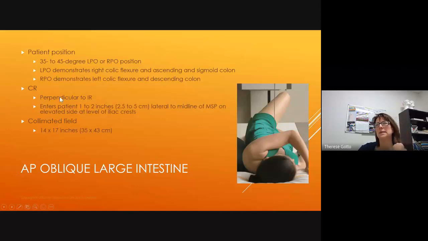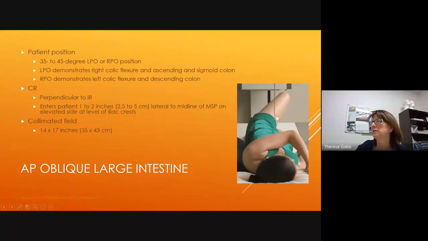Your central ray is going to be perpendicular. It is going to enter the patient at the level of the iliac crest, just like before, but now it's going to be 1 to 2 inches lateral from the midline. Okay, do you remember when we did these in class? We did a 45-degree oblique, and then we took their midline and their lateral border, and we split the difference. This should be about right on if you do that same thing. Okay, 2 inches from the midline.